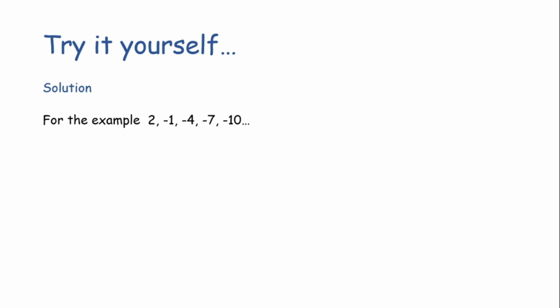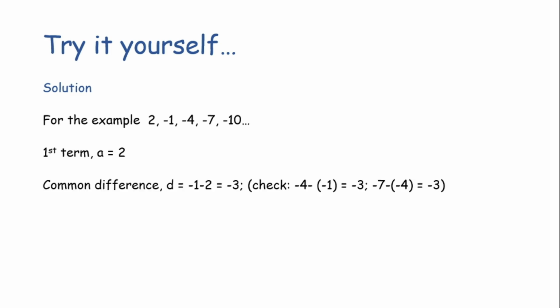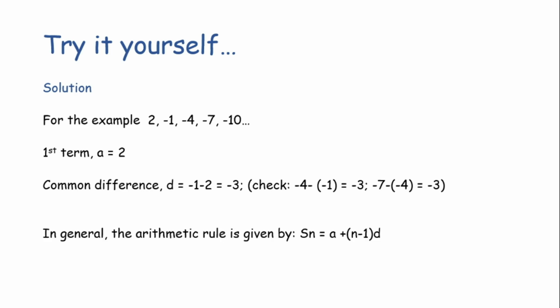In the second example, 2, minus 1, minus 4, minus 7, and minus 10, the first term is given as 2 and the common difference is minus 3. Here, the general arithmetic rule is given as Sn equals 5 minus 3n.